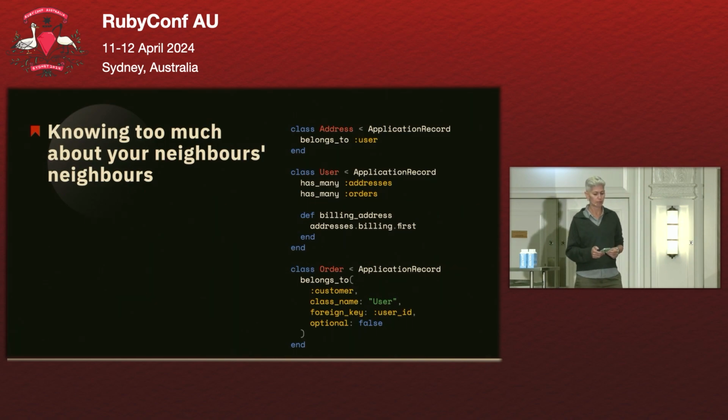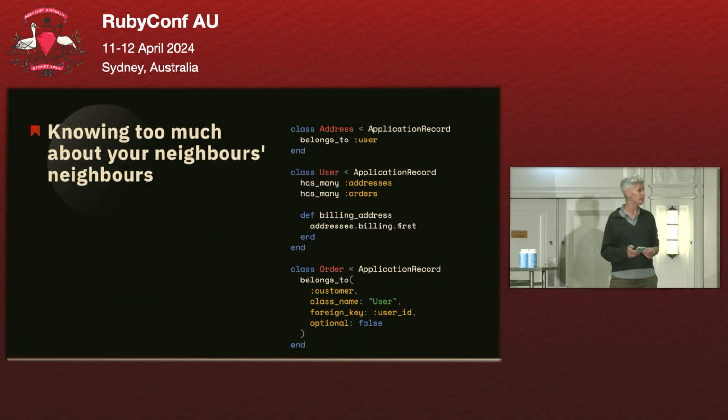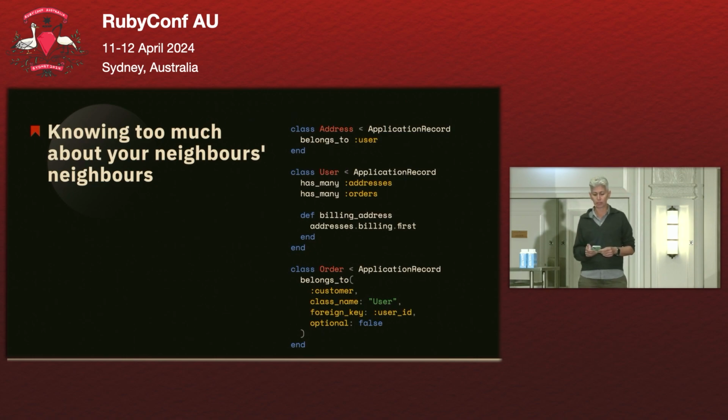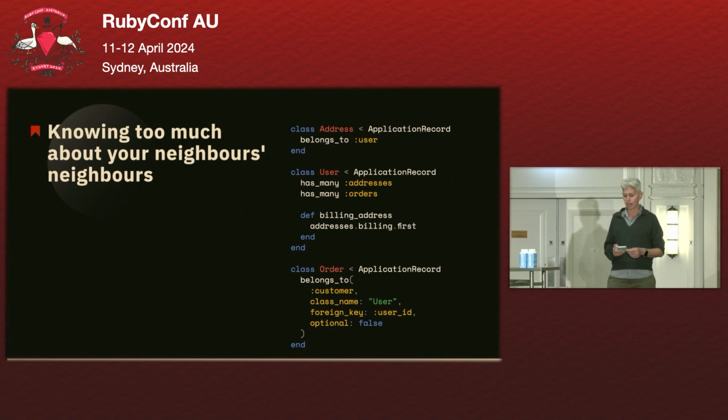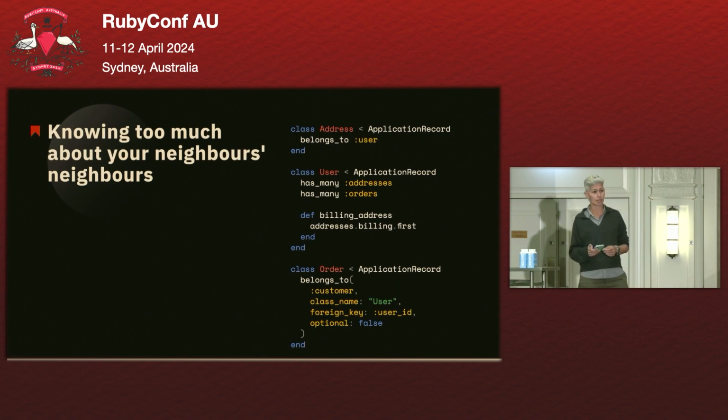Moving on, I want to talk about knowing too much about your neighbor's neighbors. So if we are going back to our domain models, to remind you, we have an address model that belongs to a user. We have a user that has many addresses and has many orders. And then we also specify in this case that a user will have a billing address, and in this case, we're only choosing the first one of the addresses that we have. And then order belongs to a customer or user.